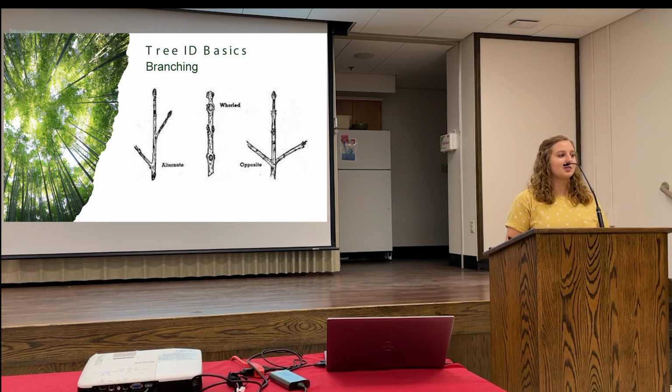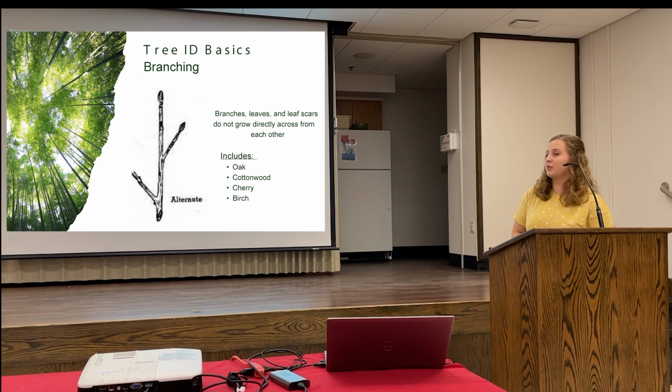Okay, so first, we're going to talk about branching. This is one of the key characteristics that we look for when we're first identifying a tree. So first we have alternate branching. This is when the branches, leaves, and leaf scars do not grow directly across from each other. If you're making the shape with your arms, your hands will alternate with one another. This includes species like oaks, cottonwoods, cherries, and birches. Most of your trees are usually alternately branched.